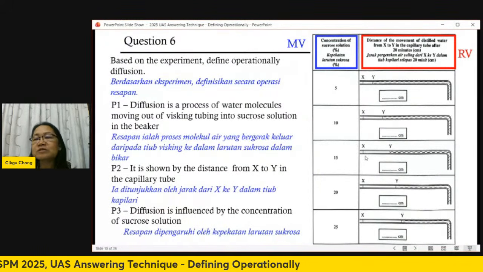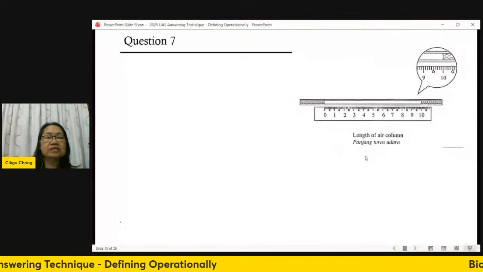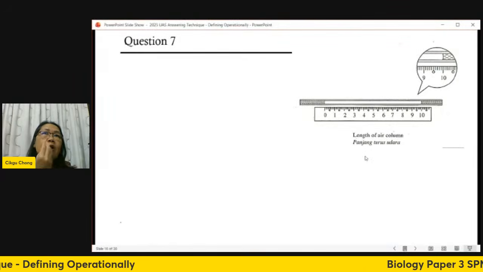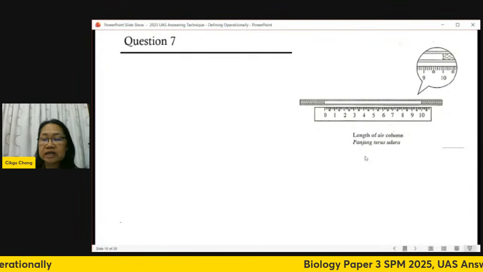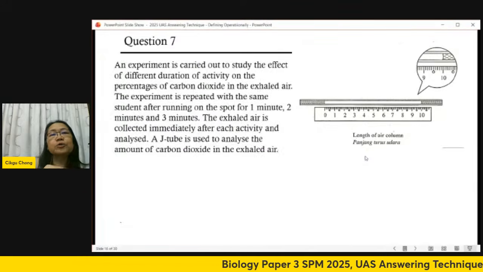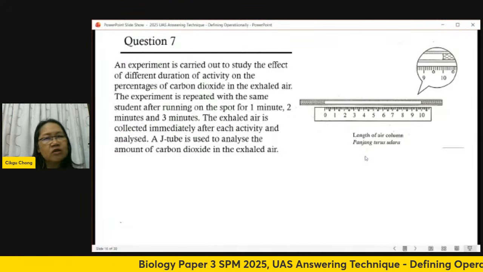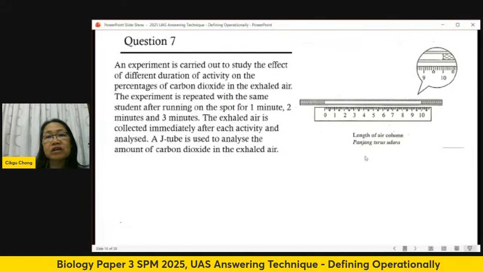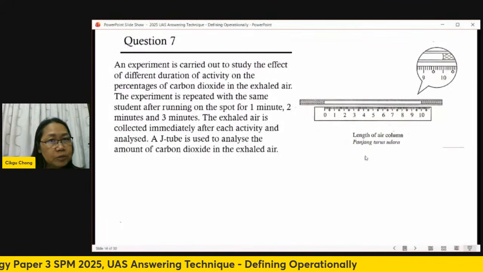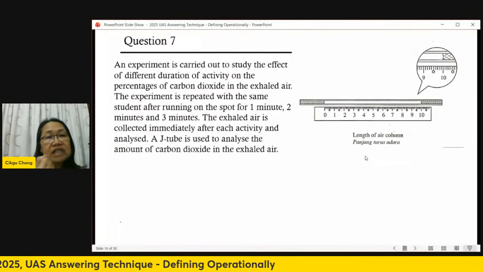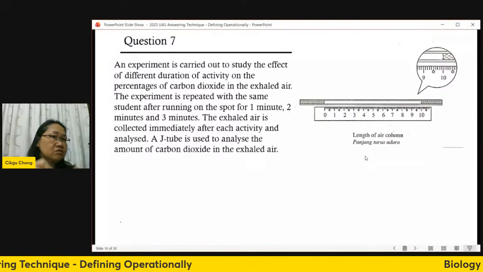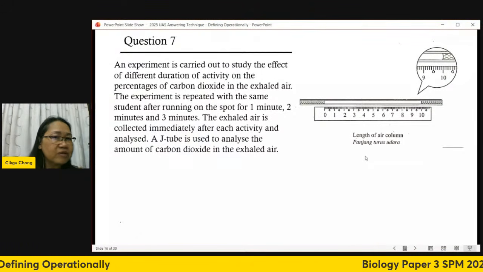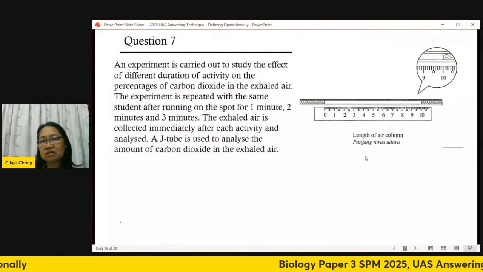Okay, we're going to question 7. Now this one is to determine how much carbon dioxide is in your exhaled air. Let's say you are given the experiment now. Of course, quite unlikely you will be doing it for your practical assessment because it's very time consuming, right? The person has to do activity, exercise. So that's why this is for theory, the experiment is theory one. That means you write down the values.